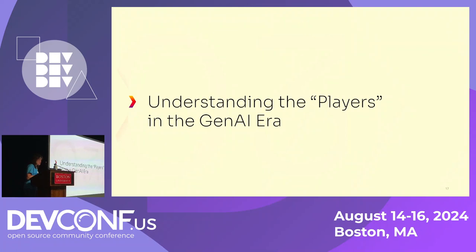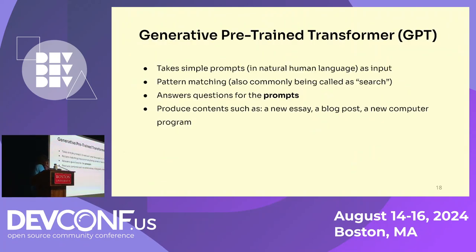Okay, now let's understand the players in the GenAI era that we're talking about. First of all, it's the GPT, which stands for Generative Pre-trained Transformer. As the name says, it transforms: it takes simple prompts in natural human language. There's no longer a need for you to write code, like a Java program where you need to specify parameters and give it all these things in a long string. You can just talk to your bot as though you're talking to another person. That's your input to your machine instruction.